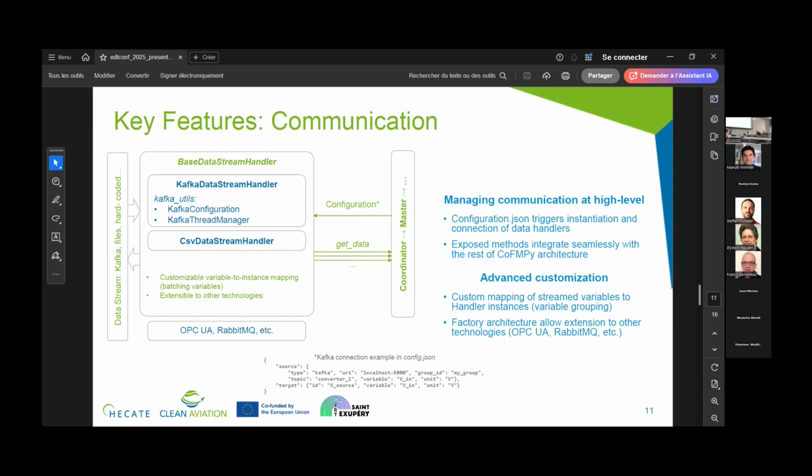But in general, in a, let's say, more advanced usage, you can use your own customized protocol or communication technology, and it's made easier by this abstract class that you need to subclass.